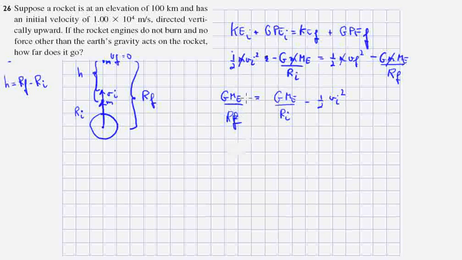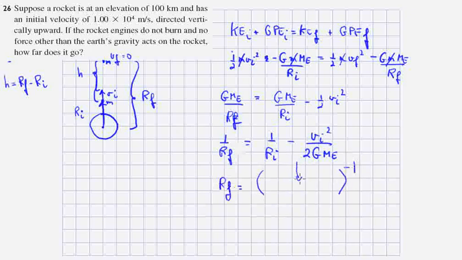That's what we want to solve for, and that's what I've done in this step right here. I can then divide through by G M E, and I can get 1 over r sub f is equal to 1 over r sub I minus v sub I squared over 2 big G times the mass of the Earth. And so clearly then r sub f is equal to this quantity above here to the minus 1. This goes down here.